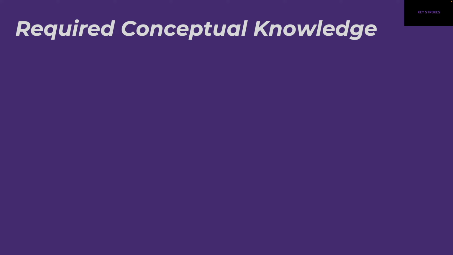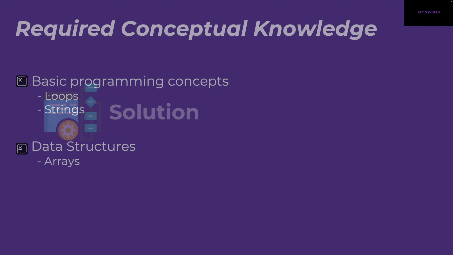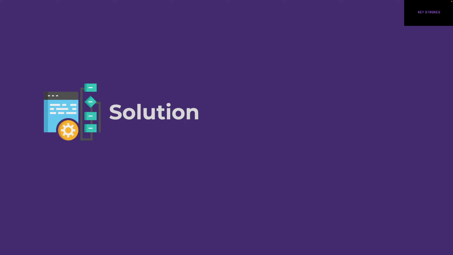So let's see what conceptual knowledge you need before we can solve this problem. You need to know some basic programming concepts like loops and strings, because we'll be iterating on these strings. And then you'll need to know about array data structures, because that's how we get the input, and we need to know how to deal with arrays. Okay, so we'll brainstorm first, and then we'll get into coding.